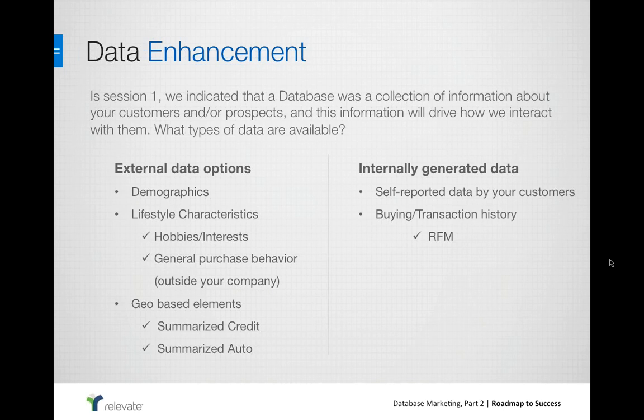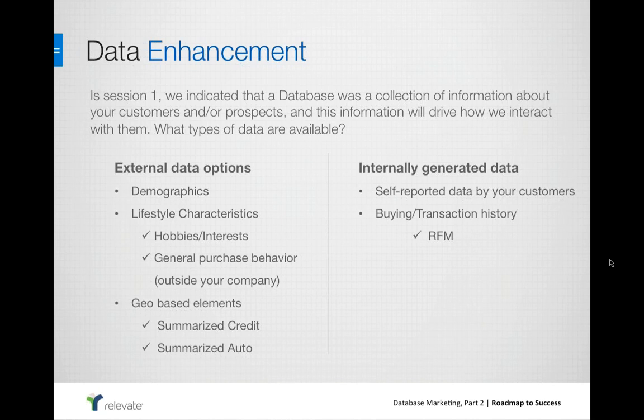You also might be able to find some general purchase behavior which is separate and apart from your company. Things like, do they purchase online versus offline? How many orders do they have for each channel? What are the dollar ranges for each channel? What categories do they buy from? Things of that nature. Also, you can have geo-based elements, which typically are going to be useful in model building. Right now, there are things like summarized credit statistics and summarized auto statistics that are rolled up to ZIP and ZIP4 levels that can be used in modeling efforts.